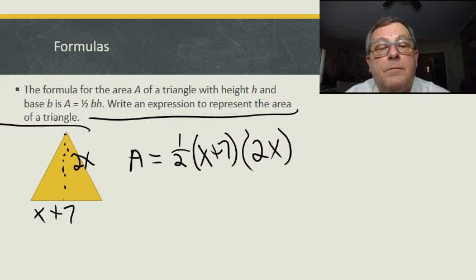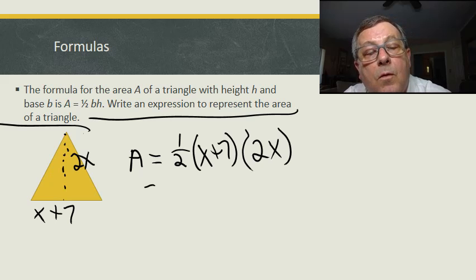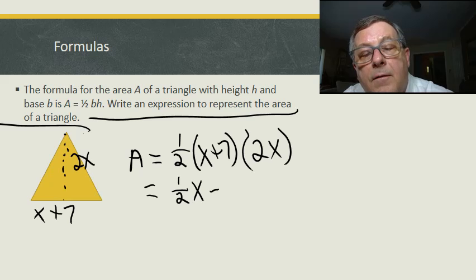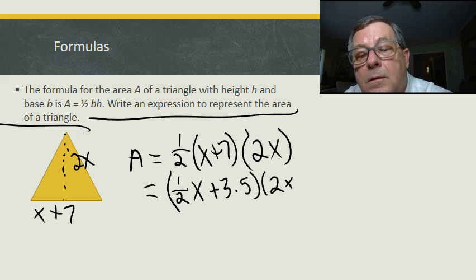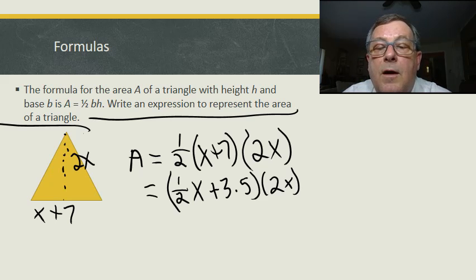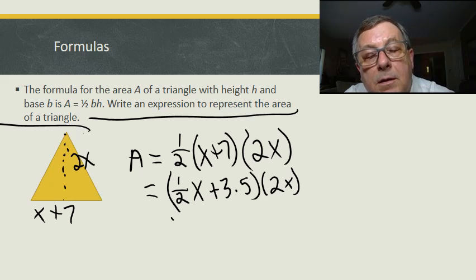And we could go ahead and simplify this. It didn't ask us to do it, but why not? If I distribute this 1/2 to the x plus 7, then I've got 1/2 x plus 3.5 times 2x. And let's see, 1/2 x times 2x is going to give me x squared.